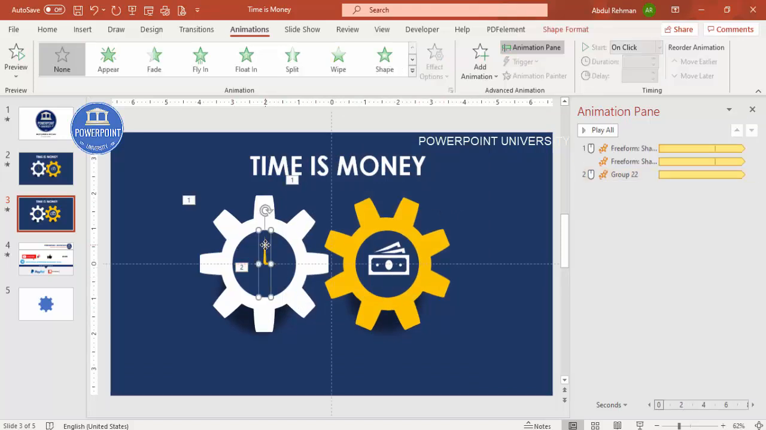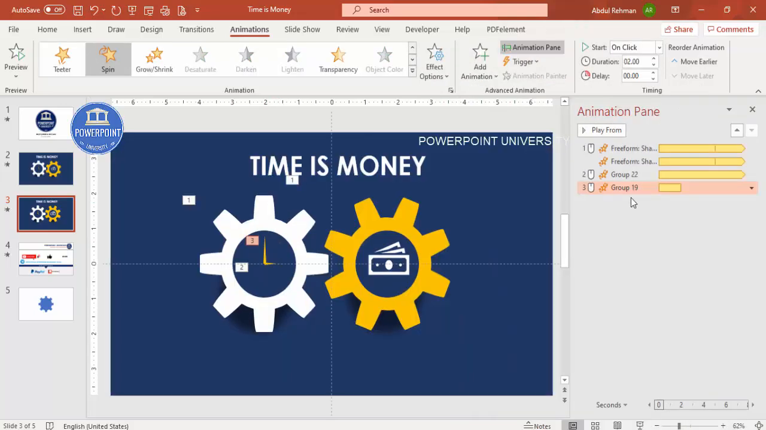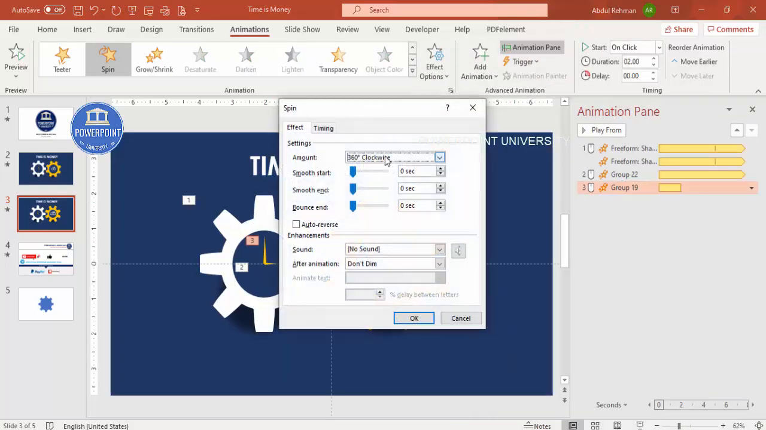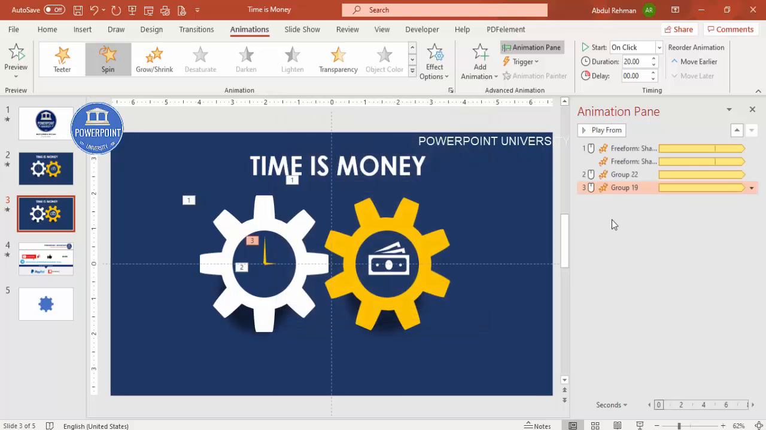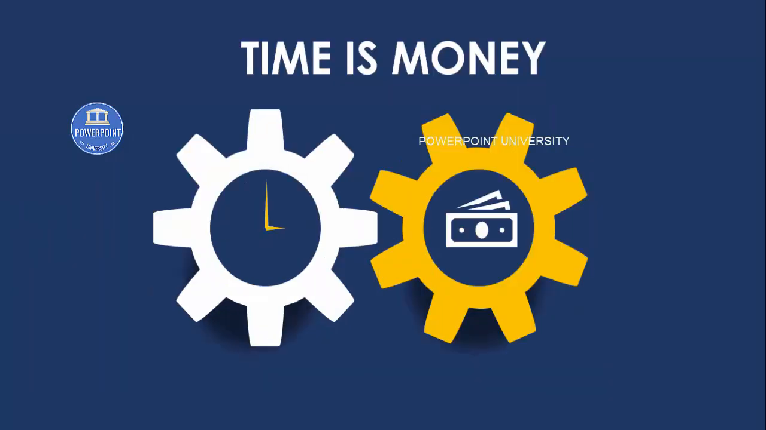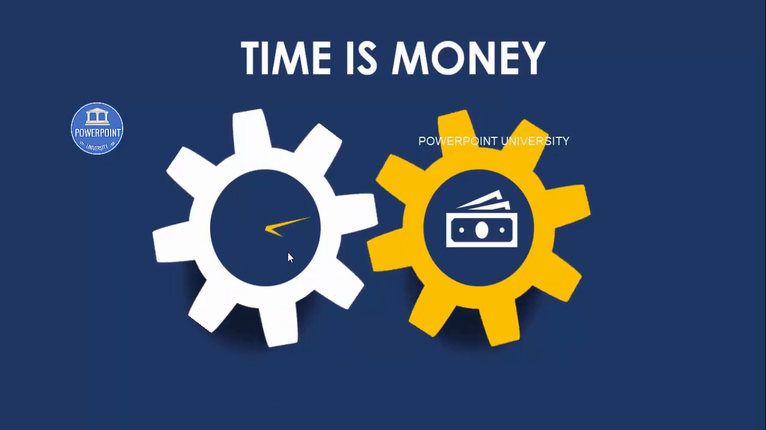And then for this also I'm going to add the spin animation, double click this also, 360 degrees clockwise. Timings, I'm going to make it extremely slow, 20, repeat until end of the slide, okay. And both of these should happen with previous. So let me just show you. When I click, you can see here the needle started moving.